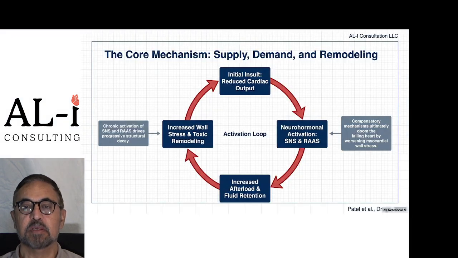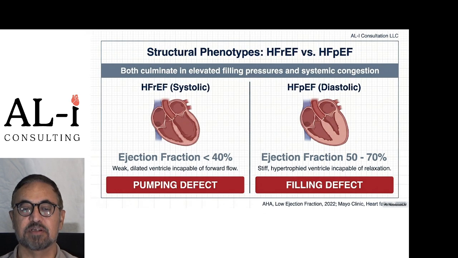Now, the core mechanism is a supply demand mismatch. There is an initial insult that reduces cardiac output. There's neurohumoral activation with sympathetic nervous system activation and renin-angiotensin system activation. There's increased afterload and fluid hemodynamic changes, and there's changes in stress leading to toxic remodeling. This adds to the initial insult, and then the vicious cycle is initiated.